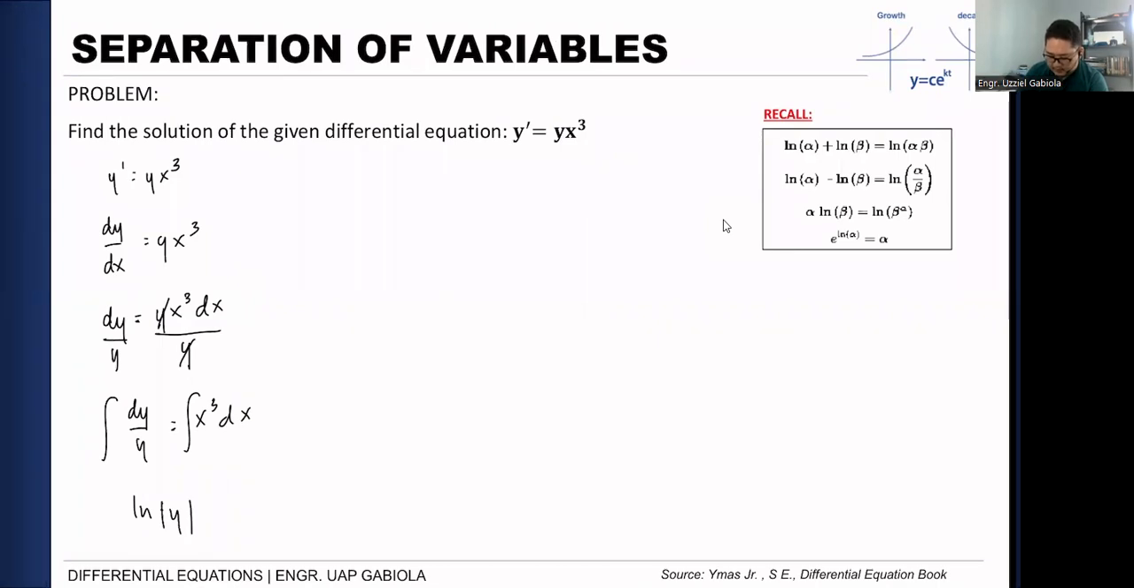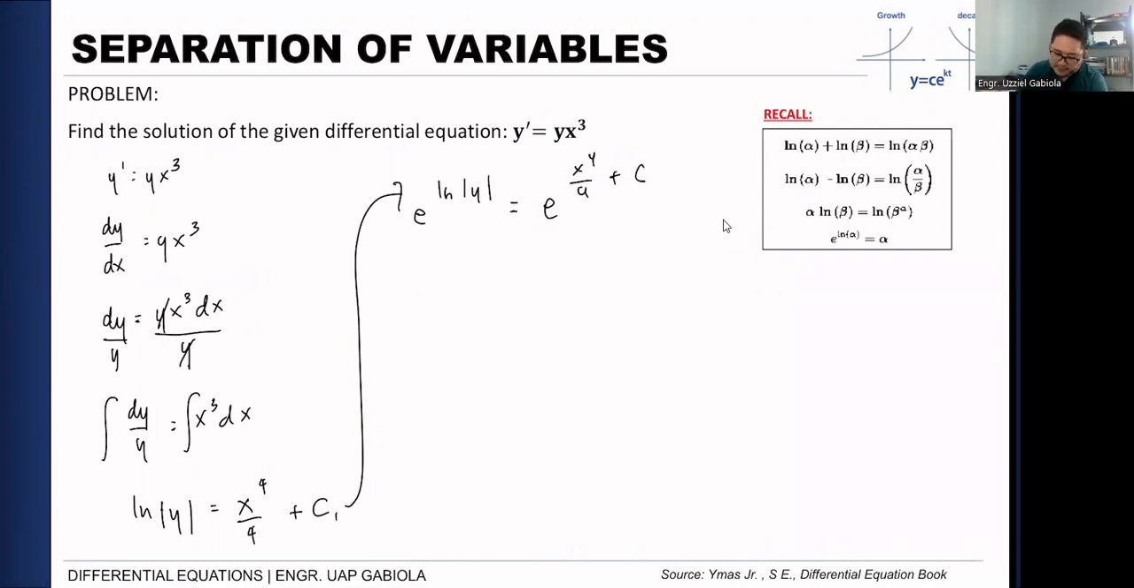Okay? Is equals to, this will be x to the fourth over 4 plus c. Okay? And then, since meron tayo ln doon, we can raise that to e. Okay? Plus c. Gawin natin c1. Okay? And this will be y na lang is equals to e to the x to the fourth over 4 times e to the c1.